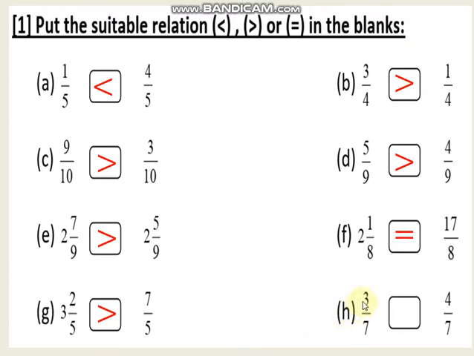Letter H. 3 over 7 or 4 over 7? The same denominators. Compare the numerators. Here 3 and here 4. 4 is greater than 3. So 4 over 7 is greater than 3 over 7.